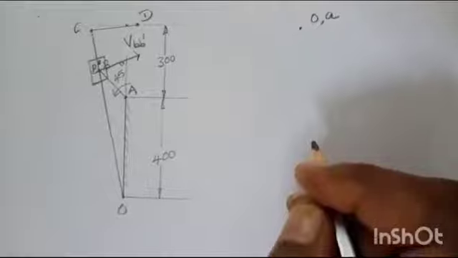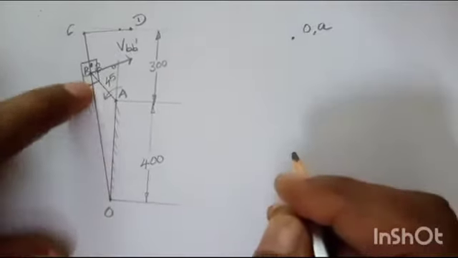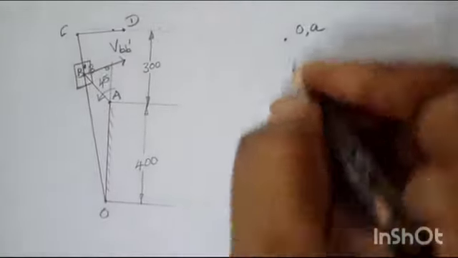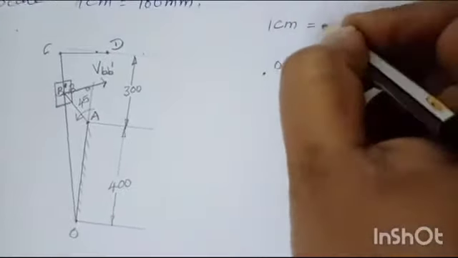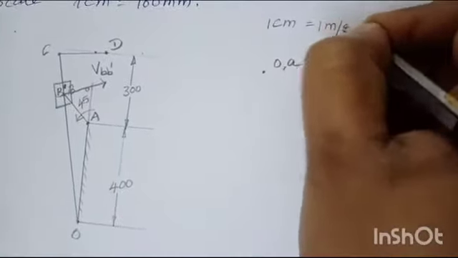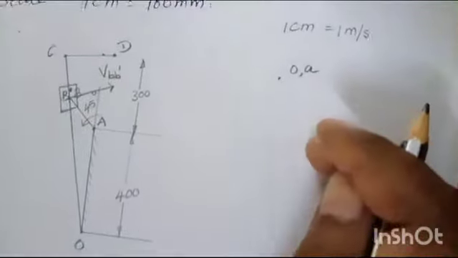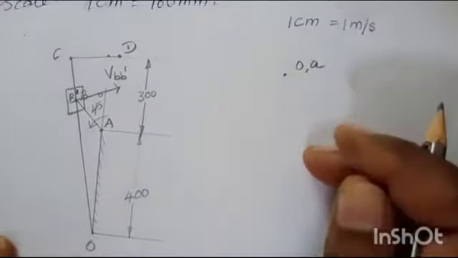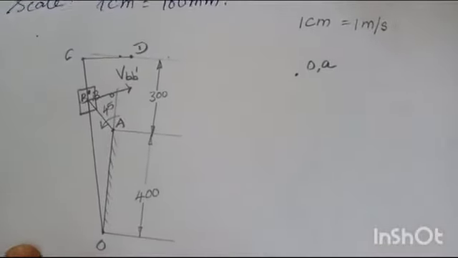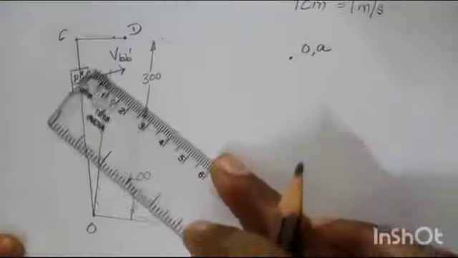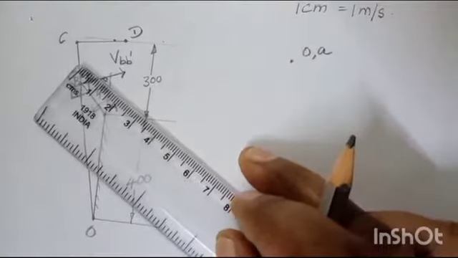So you have the linear velocity of the crank is 1.9 meter per second. Based on this I am taking the scale as 1 centimeter equal to 1 meter per second. You can take multiples also, you can take 1 centimeter equal to 0.5 also, so you will get multiples and using that you can draw. For my simplification purpose I am taking simply 1 centimeter equal to 1 meter per second.